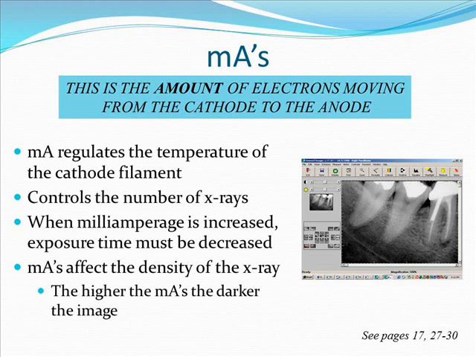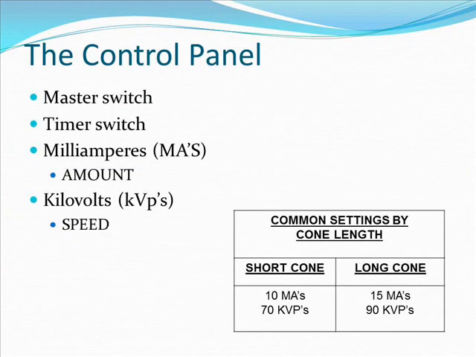For film, we need more time exposure. We increase the time for conventional film and decrease the time for the digital sensor. The control panel has a master switch. That's just your on and off, easy. Has a timer switch.